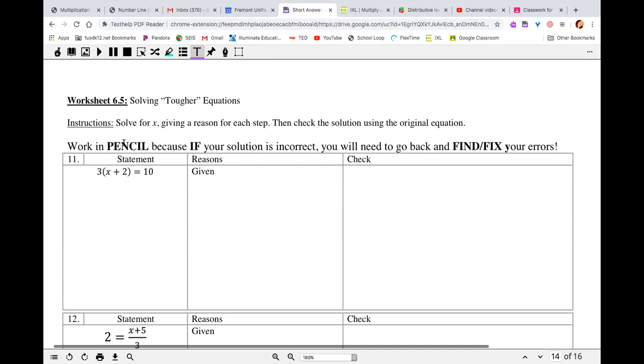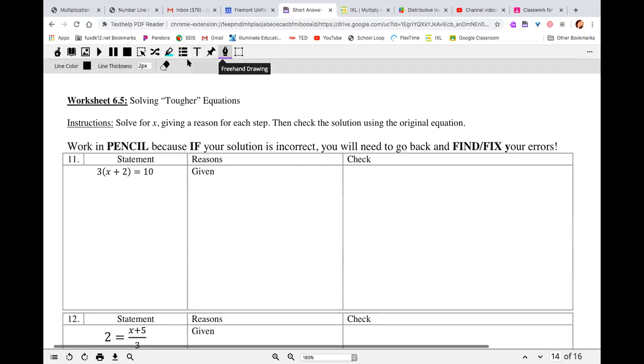Okay. And it's a reminder to use pencil. No pen. All right. So Jolene, Claudia, and Ethan also said that they prefer the distribute method. Is that correct? Yes. Okay. So we're going to solve it using that way.